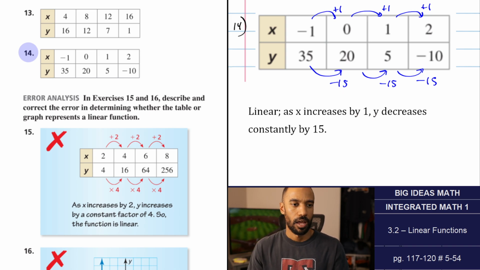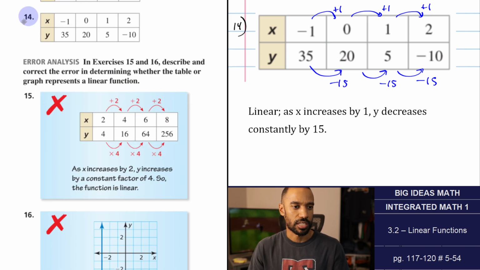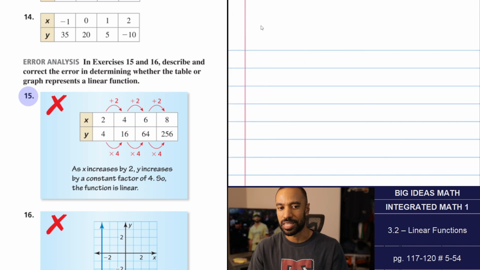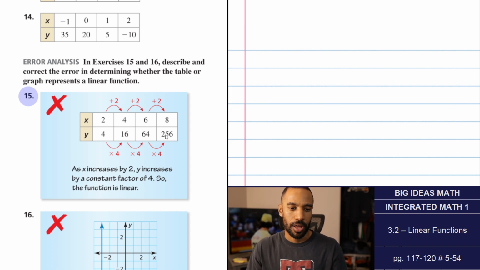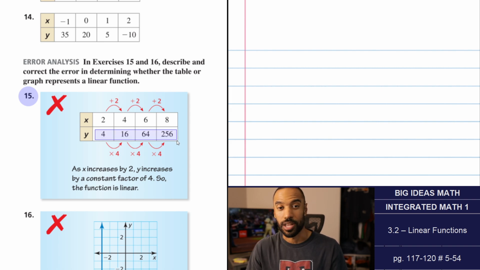Okay, now let's go to exercises 15 and 16 where we do some error analysis, to correct the error in whether the table or graph represents a linear function. You see in this table, they're adding 2 each time, x increases there, and y is doing something. You might say, oh, plus 12, plus, I don't even know that number, plus 48, plus something, right? Oh, that's not linear, and you'd be right, it's not linear. It's not increasing by a constant amount.